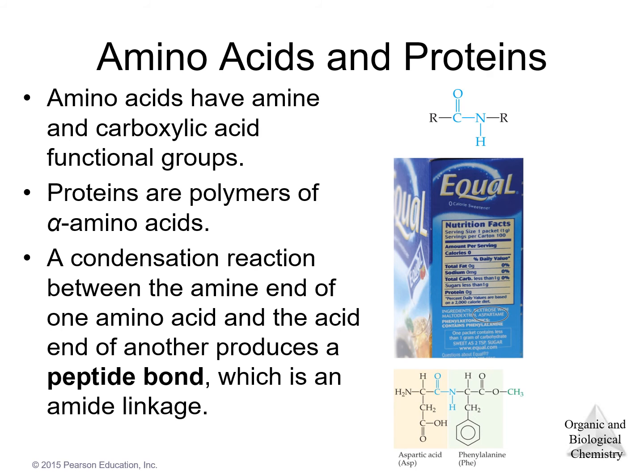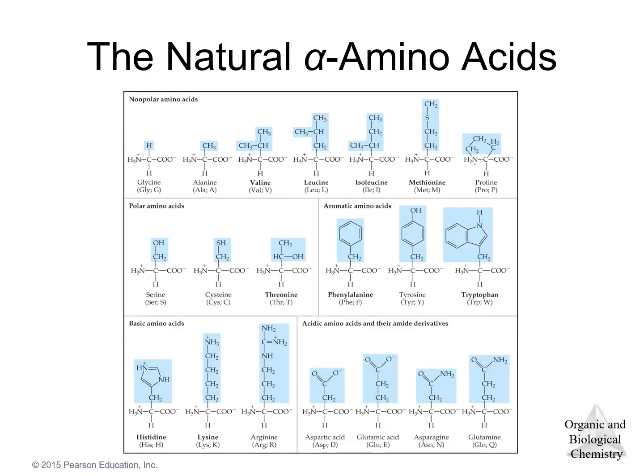Proteins are polymers of alpha amino acids. Condensation reaction between them produces the peptide bond, and that peptide bond is an amide linkage, the IDE on the end. And so these are natural amino acids. Now, amino acids is something you have to learn in biochem. We're going to touch on it in organic, but you need to learn those in biochem.